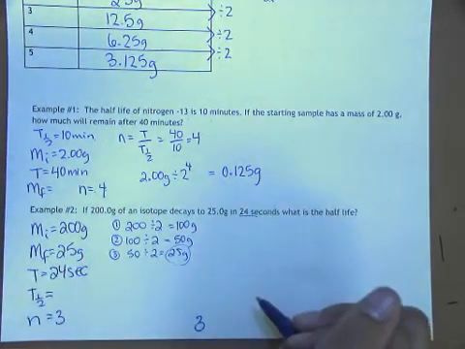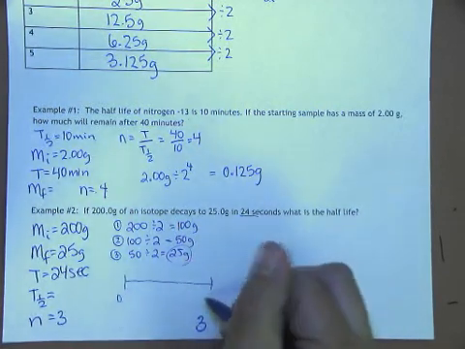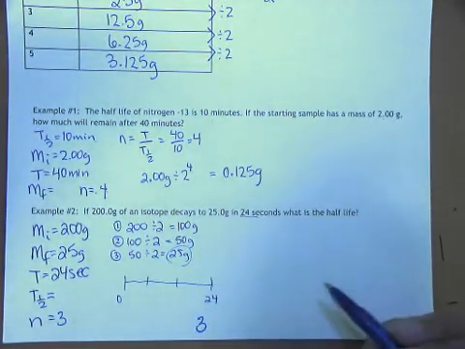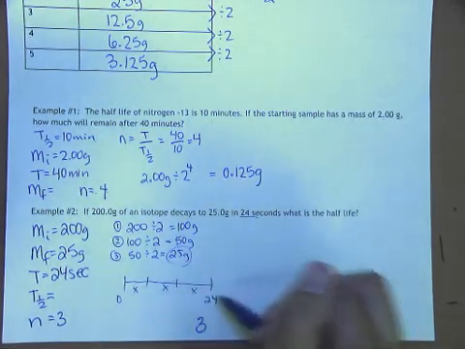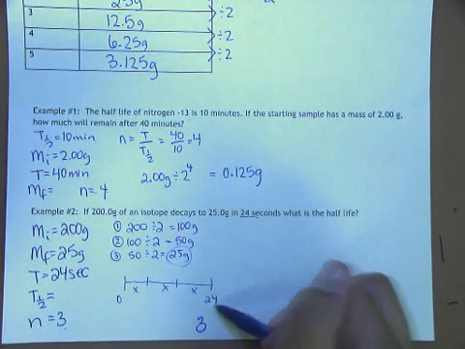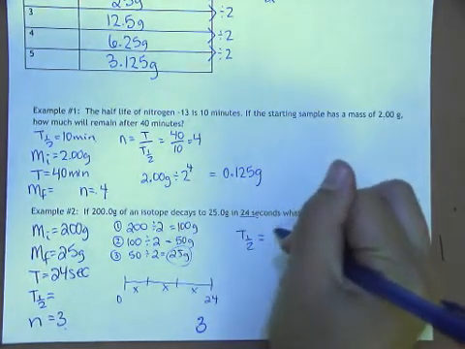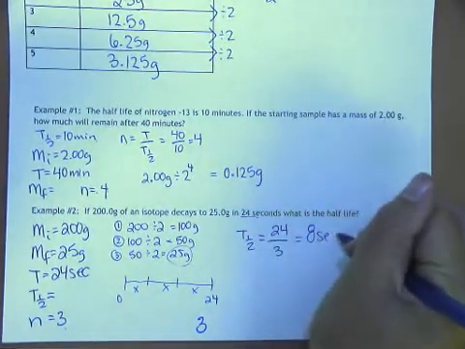So N equals 3. That means within my time period of 0 to 24 seconds, I cut it in half again and again. So some amount of time occurred 3 times, 3 half-lives, to get to 24 seconds. So the time of my half-life is 24 divided by 3, which is 8 seconds.